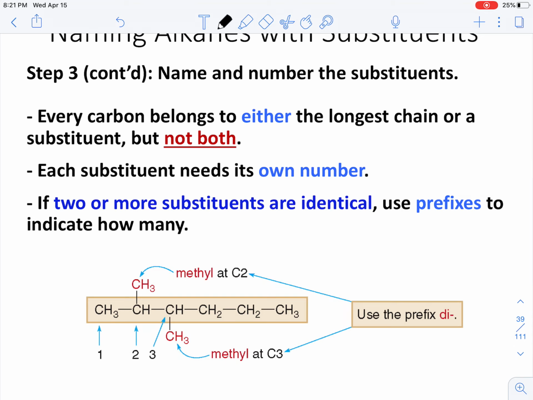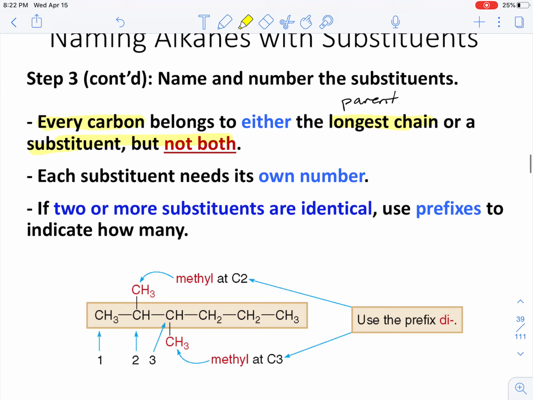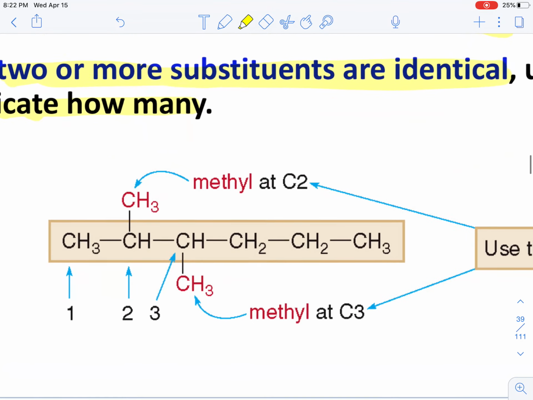And so the main idea is that every carbon belongs to either the longest chain, or the parent chain, or a substituent, but not both. Okay? And so therefore the substituent needs its own number. And if there are 2 or more substituents, if they're identical, we're going to use prefixes to indicate how many there are. So let's go ahead and look at this example.